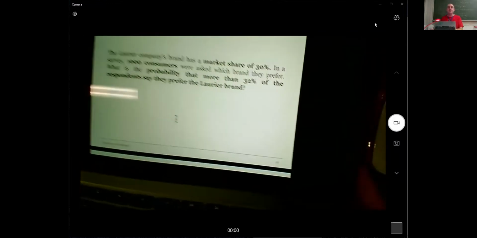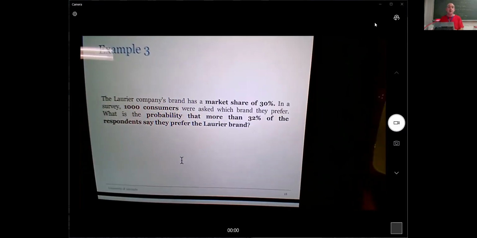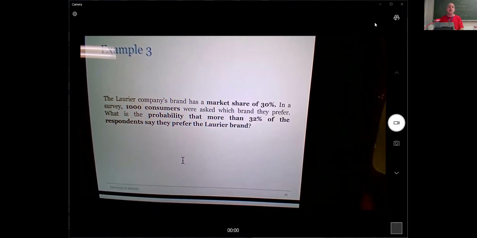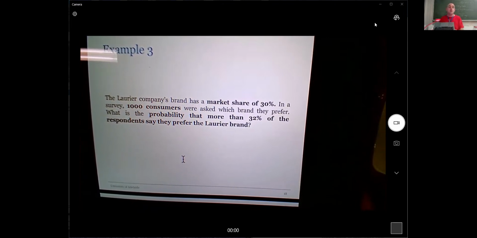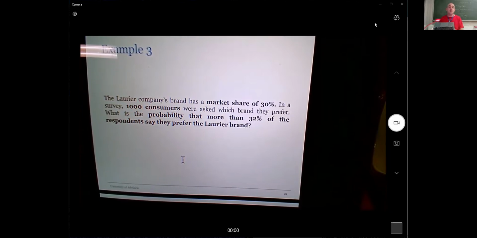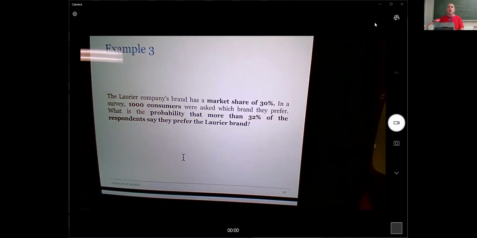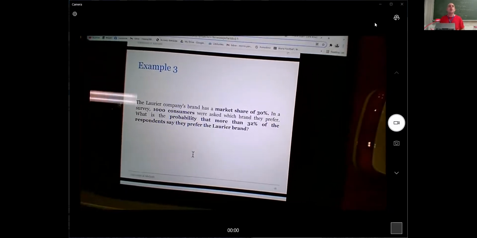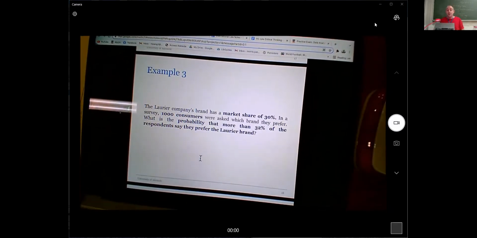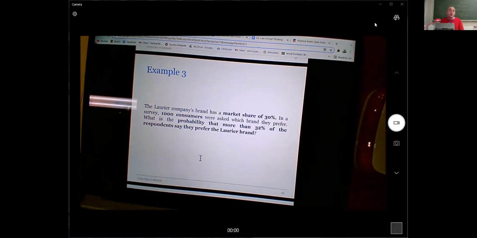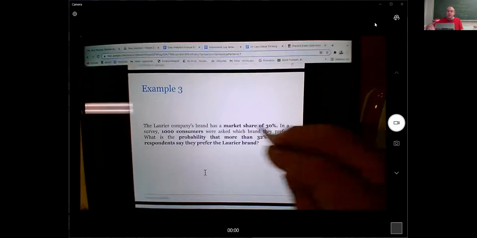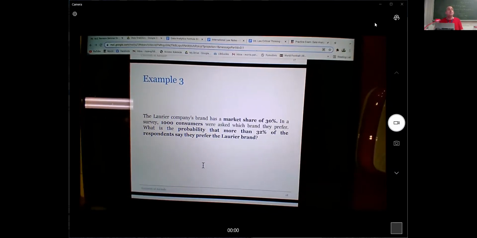Here we go. The Laurier Company's brand market has a market share of 30%. In a survey, 1,000 customers were asked which brand they prefer. What is the probability that more than 32% of the respondents say they prefer Laurier brand? All right, I'm just going to analyze this. So there is a population of the consumers, which is, we don't know how big it is, but 30% of those consumers are Laurier customers. Okay, they prefer that brand. That's what this bit here says. That's telling me the value of P.